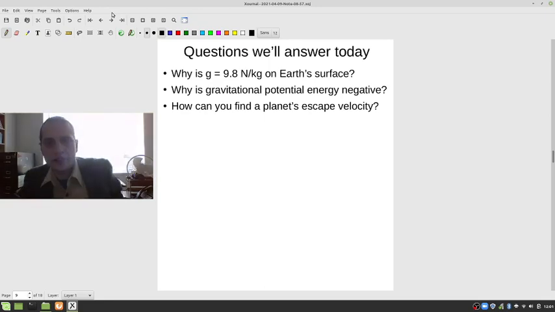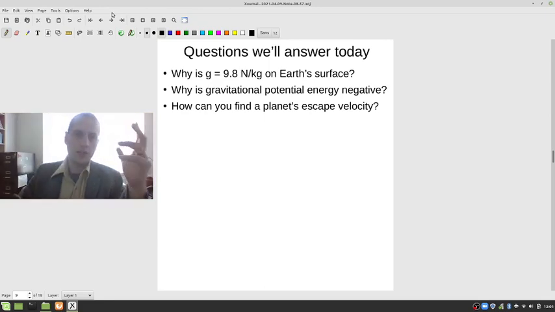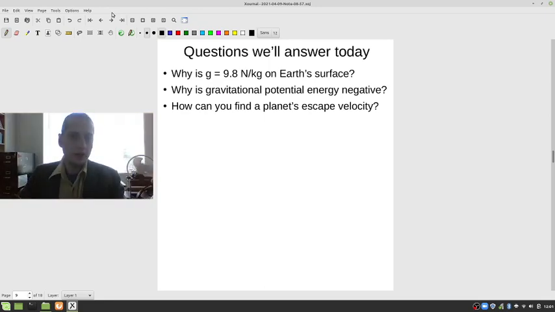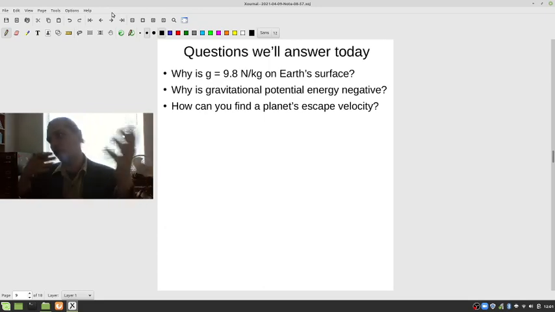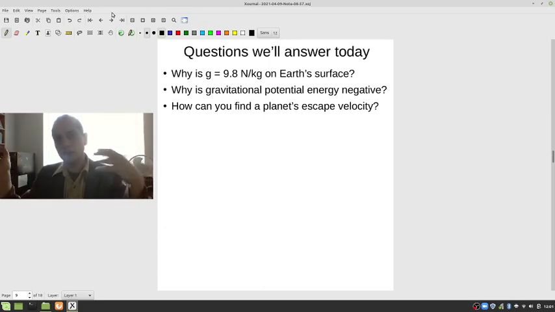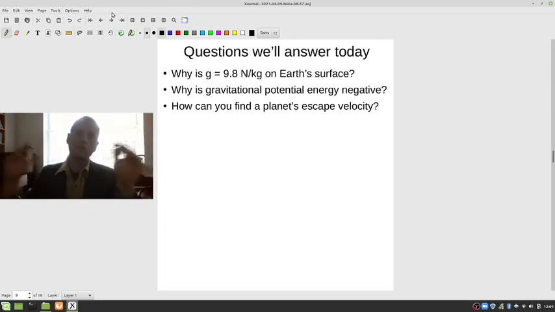Now, one of the things that I want us to think about today is we've been using 9.8 meters per second squared, or newtons per kilogram, as g. And g, we've been using it as gravitational acceleration or your gravitational field strength. And that all does connect up perfectly well with Newton's law of gravitation. So let's see how that works.